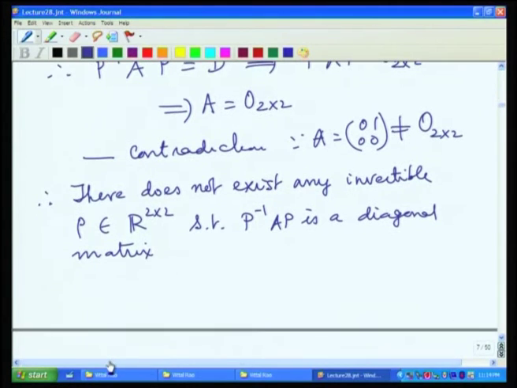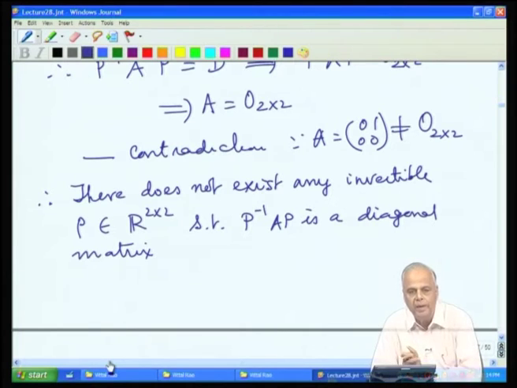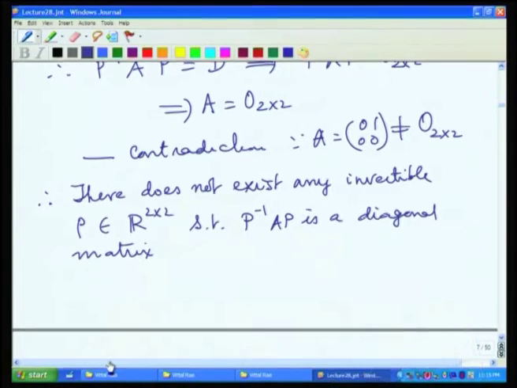So, thus we have two examples. In example 1, we were able to find a matrix P such that P inverse A P is diagonal. In example 2, we showed that there cannot be any such matrix, and therefore, the possibilities are both. There are cases where we can find a P such that P inverse A P is diagonal. There are cases where P cannot be found, and therefore, it becomes necessary for us to classify those matrices for which P inverse A P is diagonal, and those matrices for which we cannot find P inverse A P as diagonal.